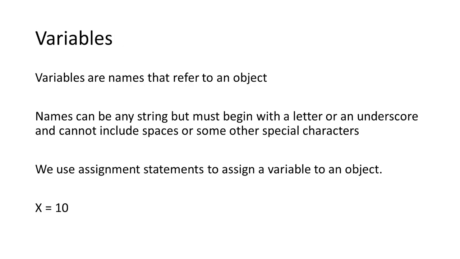Variables are names that refer to an object. Names can be any string, but must begin with a letter or an underscore and cannot include spaces or some other special characters. And we use assignment statements to assign a variable to an object. For example, we can use the statement x equals 10. This creates the variable x and assigns it to the object, which is the integer 10.